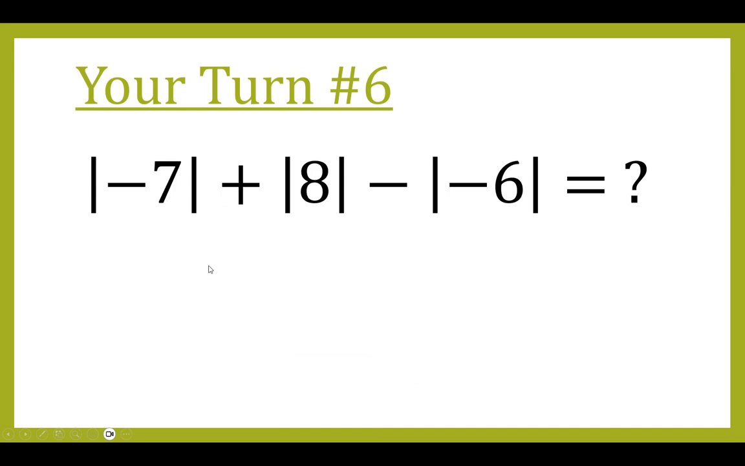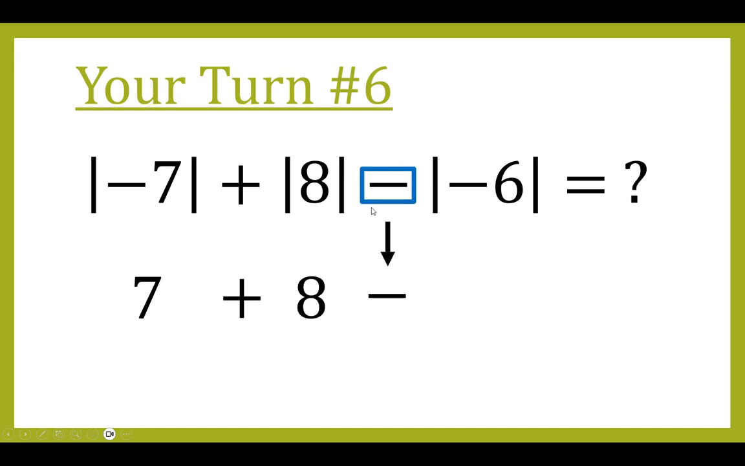Okay, your turn number 6. Again, if you want to solve this, please go ahead and pause it. So I'm going to start from the left side. Here I have absolute value of -7. I know that is a positive distance of 7. I'm going to bring down my plus. So let's bring that down. And then I'm going to look at the absolute value of +8, which is still +8.